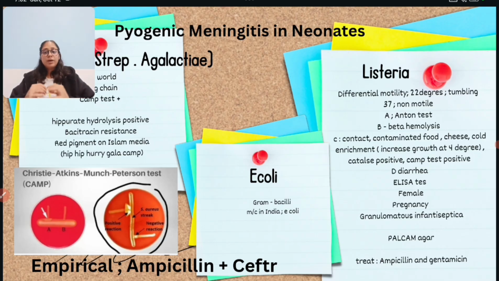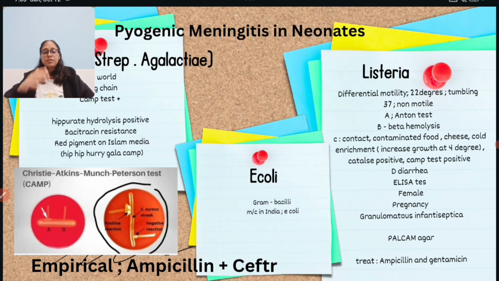Now the third organism is Listeria. Listeria has one most specific feature, that is differential motility. At lower temperatures, that is 22 degrees, when it is a little bit cold, it will have tumbling motility. When it is hot, that is 37 degrees, it becomes non-motile. It doesn't want to move at all.